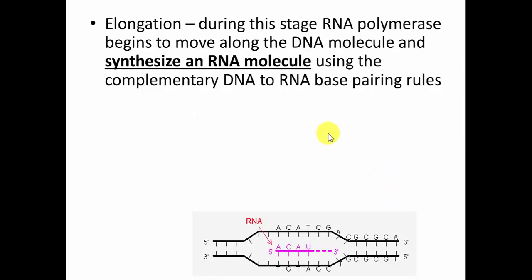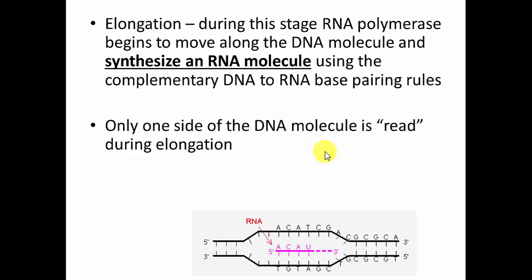So once initiation is complete, RNA polymerase will start to move along the DNA and synthesize an RNA molecule using the complementary base pairing rules between DNA and RNA. So we're elongating the RNA molecule by synthesizing one nucleotide at a time. Only one side of the DNA molecule is quote-unquote read during elongation. So this is one of the confusing things about DNA structure. You have two sides of a molecule, but only one side or the other is actually transcribed.